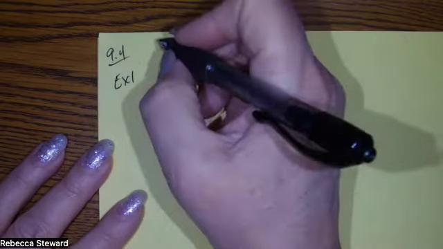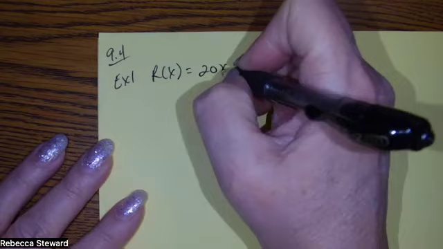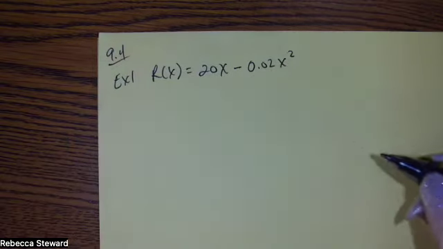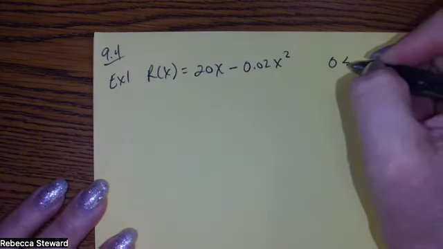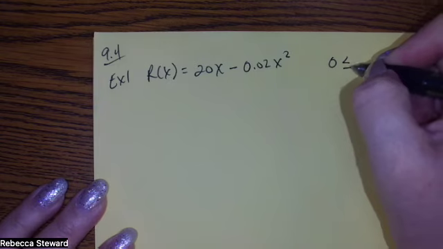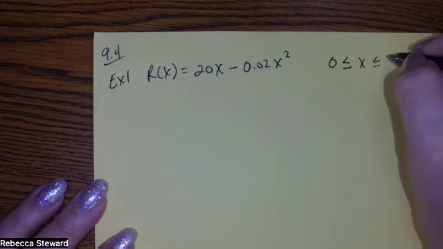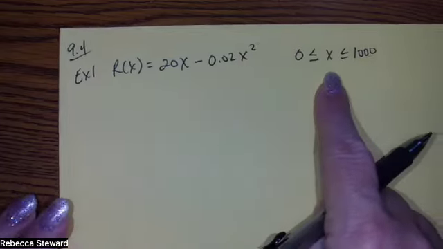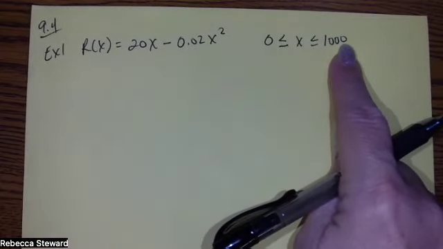So for example 1, we're looking at r of x is equal to 20x minus 0.02x squared. And there are some stipulations put in: x is non-negative, because you can't make a negative number of planters, and that's what our x is referring to. So it's going to be a positive number, and it's capping out at 1,000.